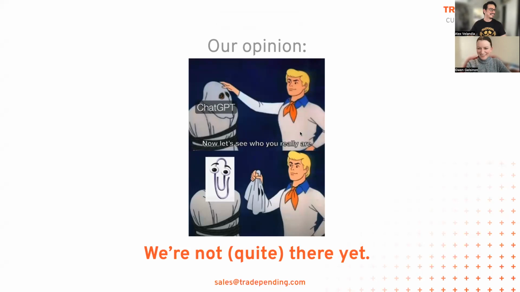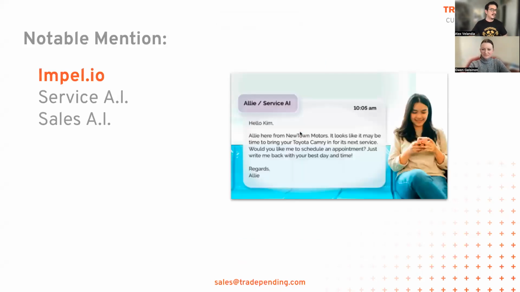I hope so too. So I don't think it's quite there yet, but it is a good starting point, especially for writing copy. I wanted to have a notable mention of Impel.io. They have two of these chatbots that we were talking about earlier, Service AI and Sales AI. And from what I've read, it's looking very good and very promising. So these guys are on the edge of what automotive AI can be. And when I say automotive AI, I'm not talking about consumer facing, I'm talking about dealership facing.